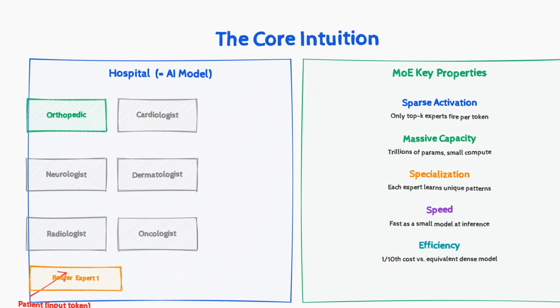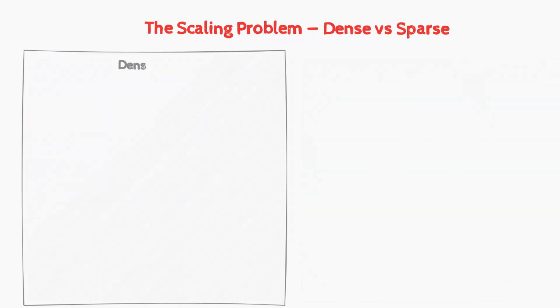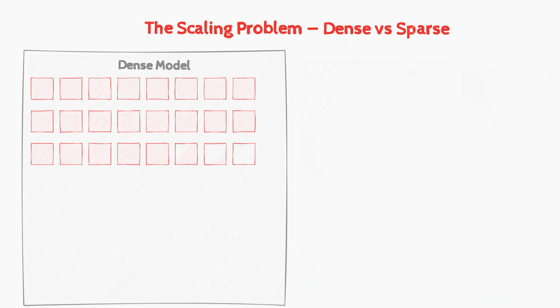The model contains many expert subnetworks. For each token the model processes, a router decides which small set of experts to activate. The rest stay dormant. You get the knowledge of a massive model, at the compute cost of a much smaller one. Before going into the architecture, we must understand why we need MoE in the first place.